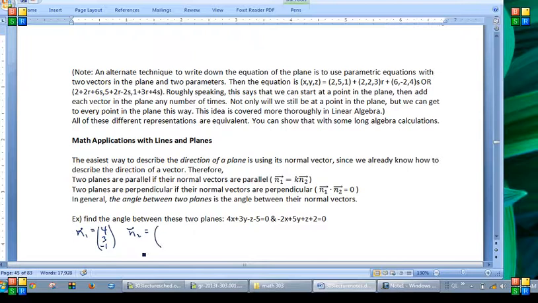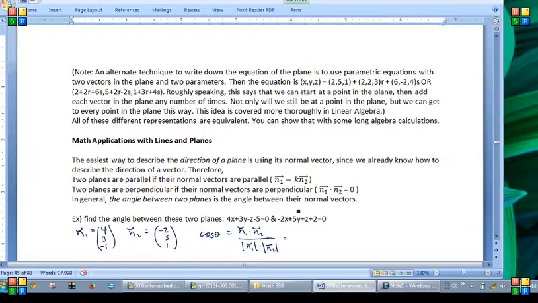And so your second normal vector is negative 2, 5, 1. And to get the angle, we take the dot product and then divide it by the magnitudes, and take the arc. That's the cosine. So cosine theta is the dot divided by the magnitudes.